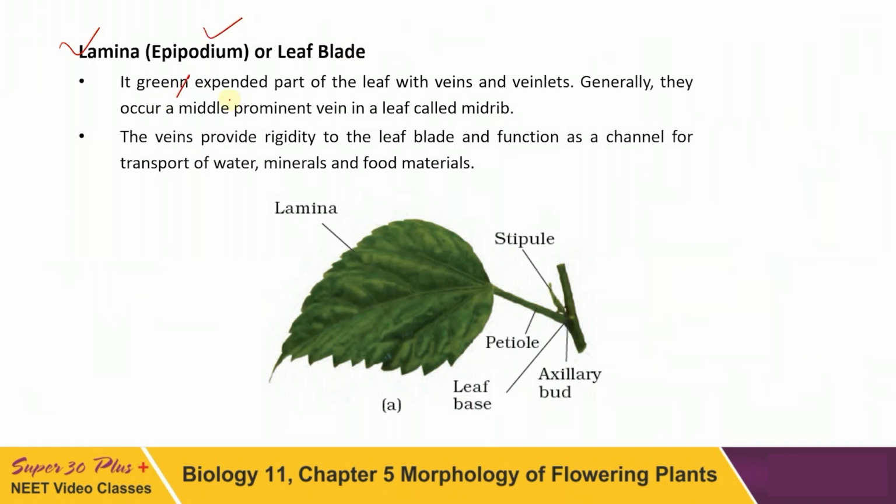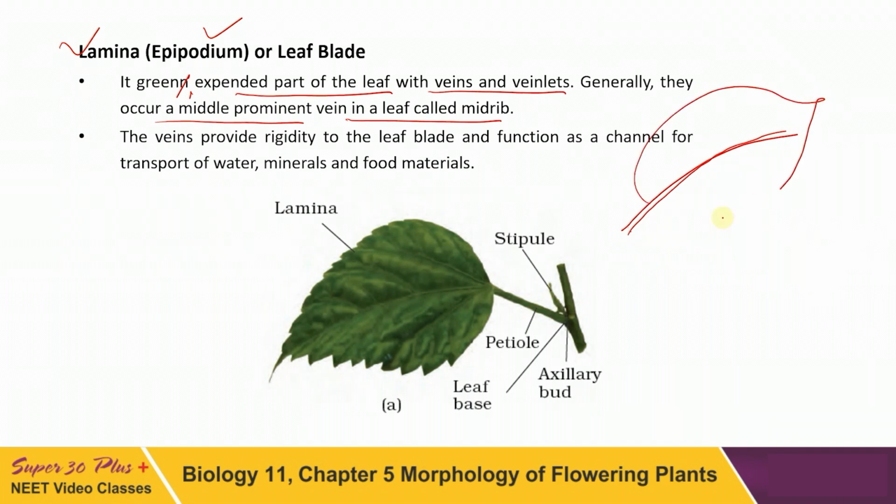A green expanded part of the leaf, and the leaf has veins, and veins have branches, the veinlets. Generally there is a middle prominent vein in the leaf, usually known as the midrib. In a typical leaf, this is the mid vein, which is the most prominent one, and these are the other side veins. This is the petiole, this is the leaf lamina, this one is the mid vein, and these are veins and veinlets.